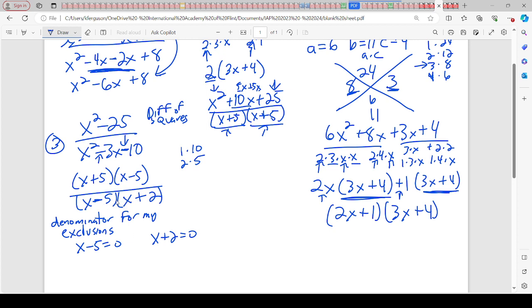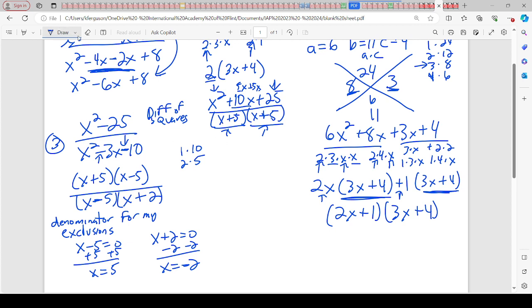Well, if I look at these two binomials that are in my denominator, if x equals positive 5 or if x equals negative 2, I get a 0, and any other factor times 0 is 0. Then I get 0 in the denominator. I can't have 0 in the denominator. That means when it comes to what values of x I can use, whatever numbers I want, except for 5 and negative 2. So those are excluded from the list of numbers I can use.